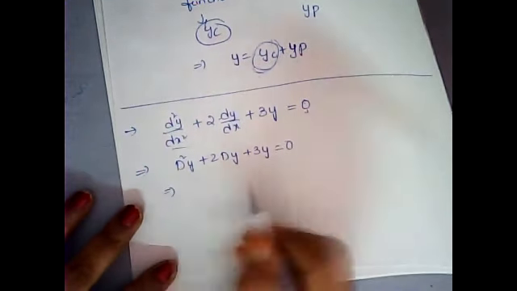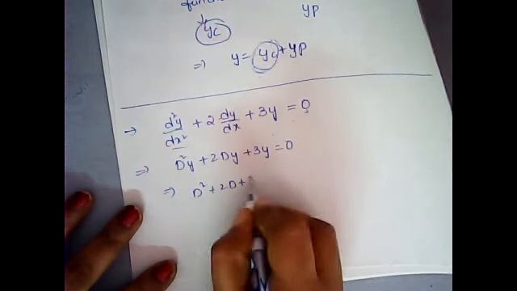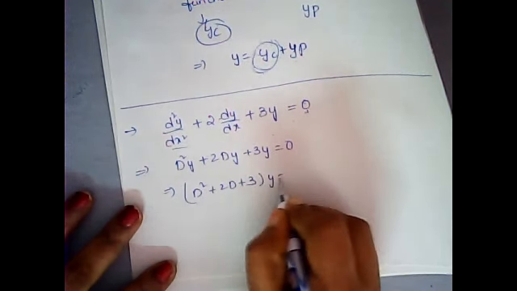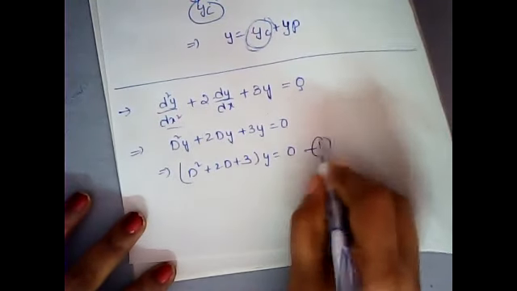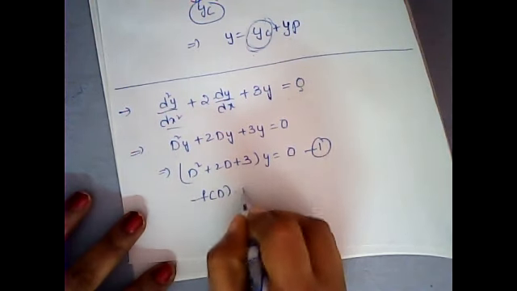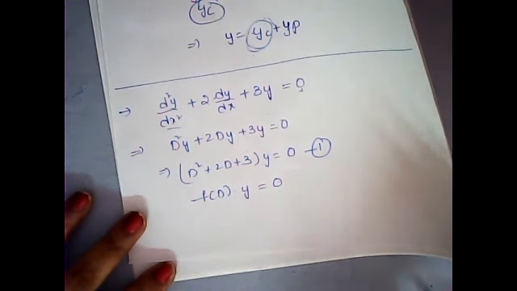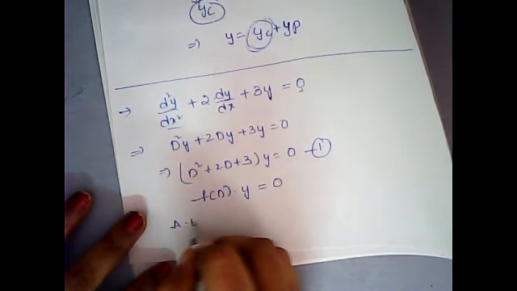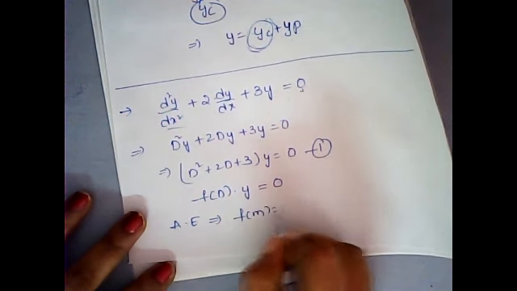So taking y as common here, we get (D squared plus 2D plus 3) whole into y is equal to 0. Let me take this as equation 1. Equation 1 is in the form of f(D) whole into y is equal to 0. Now, the auxiliary equation is f(m) is equal to 0.